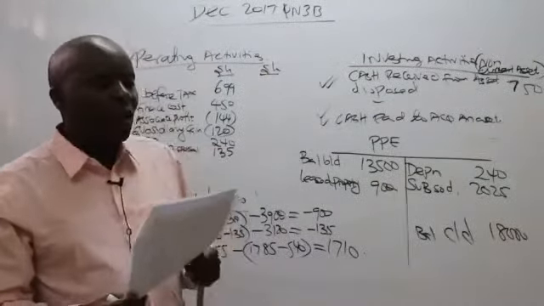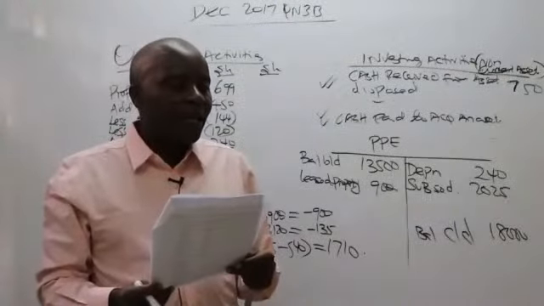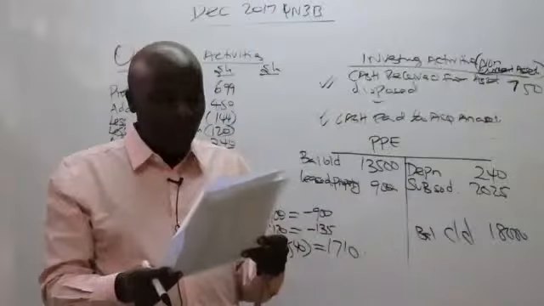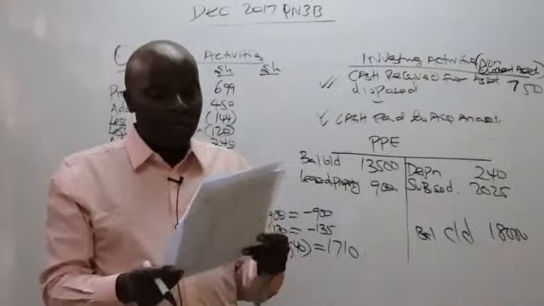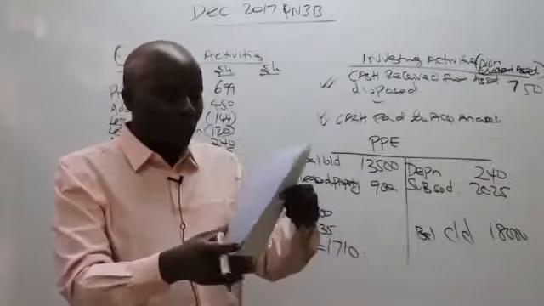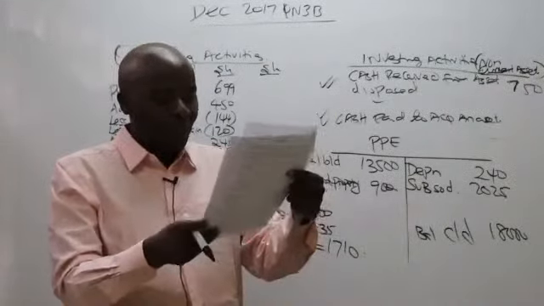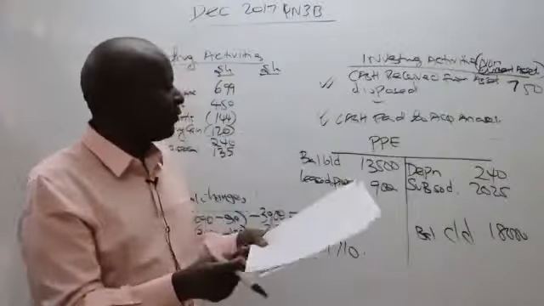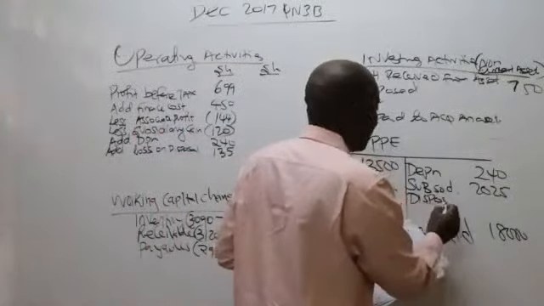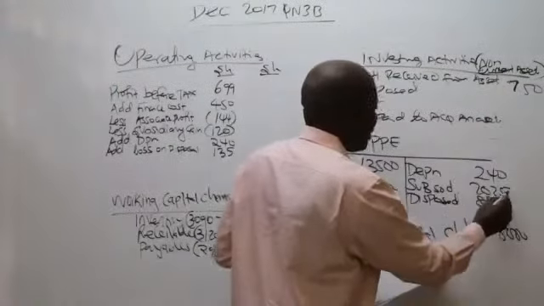Any other item that will affect our PPE? Disposed asset. They are saying there is a disposed asset. Note number 2, yes. Note number 2, we have a disposed item of property with a carrying value of 885. You guys are bright students. So the disposed asset is 885.